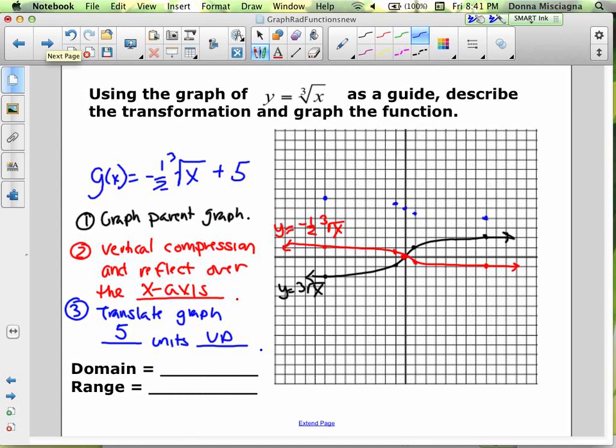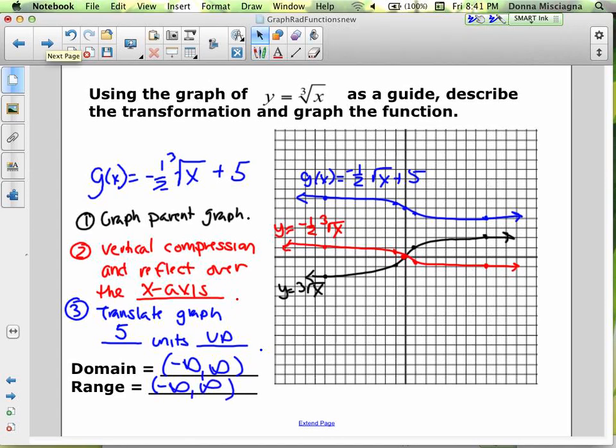So now here's our skinny little cube root function, all smooshed together. This one is g of x equals -1/2 cube root of x plus 5, and it's a cube root. The domain and range are all real numbers. We're done. Look how fast we're going through them now. We're zipping. I think I only have 2 more to go.